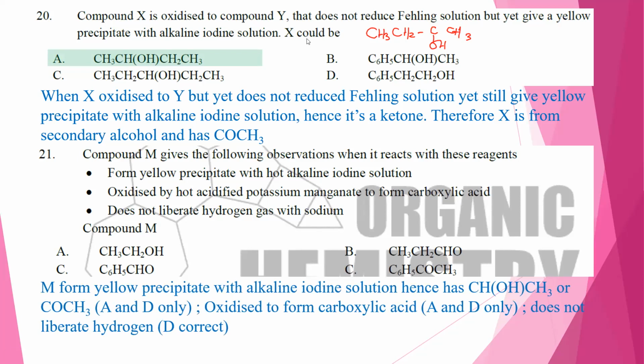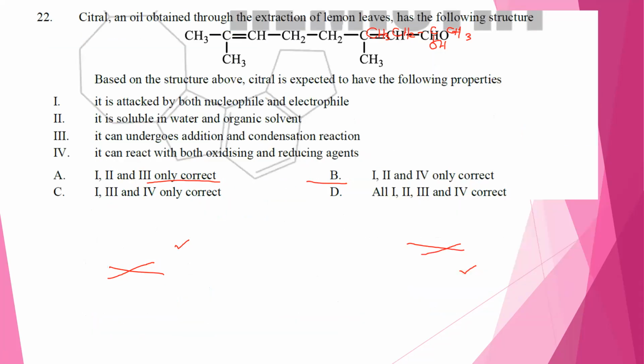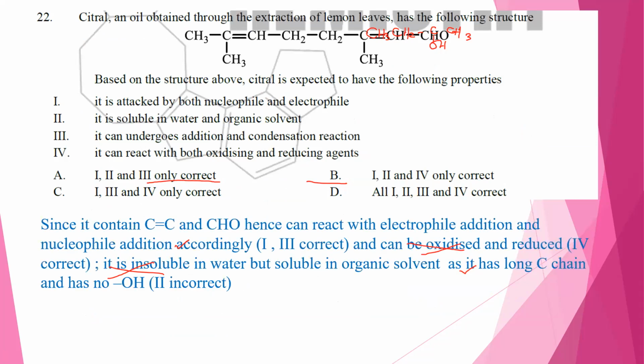Okay, then we go to 21. Compound N gives the following observation when we have this reagent. Form yellow precipitate with hot alkaline iodine solution. So which one is out? This one correct. This one out, C. This one cannot. And then D also can. M forms yellow precipitate with alkaline iodine solution due to the functional group COCH3, cannot. So oxidation of the carboxylic acid does not liberate the hydrogen gas. Okay, so here the best answer for this one is C lah. Okay, so that is for number 21.